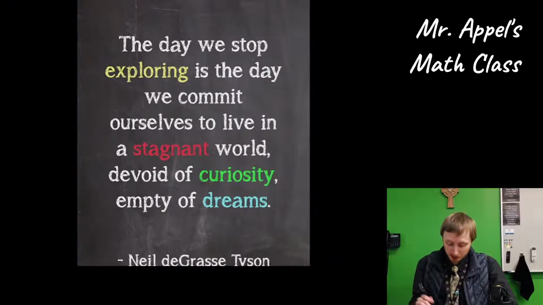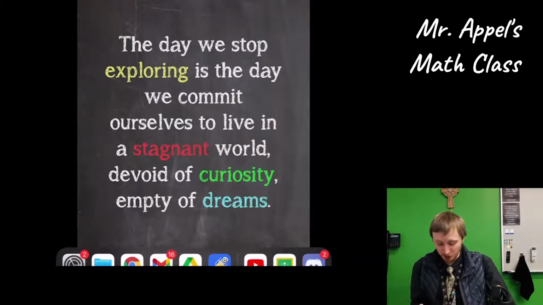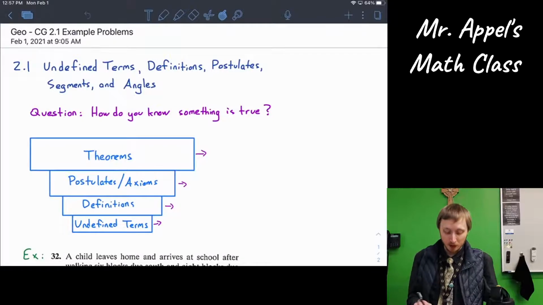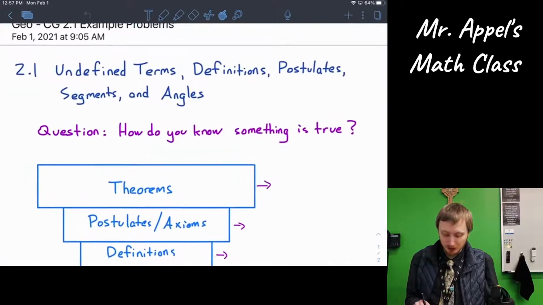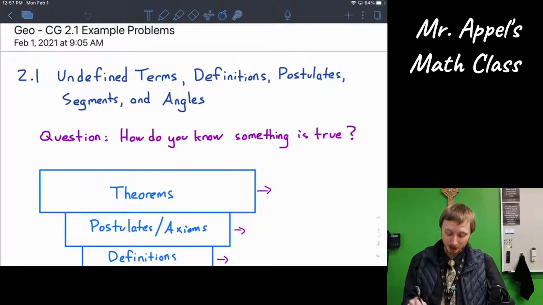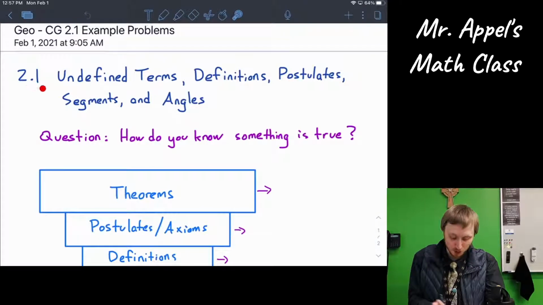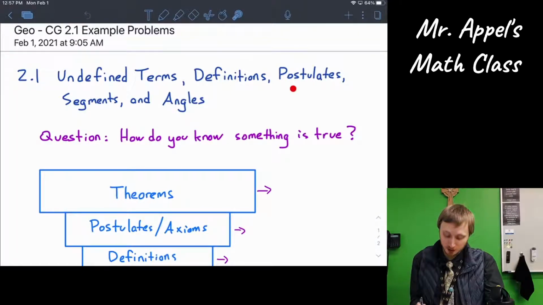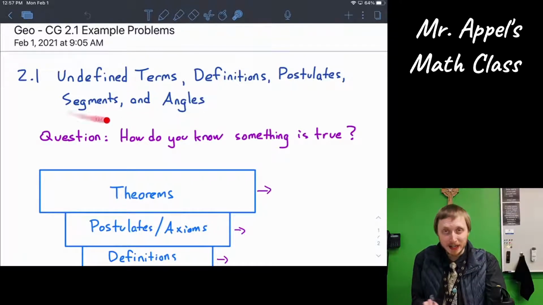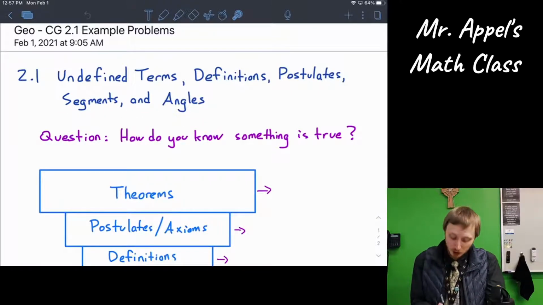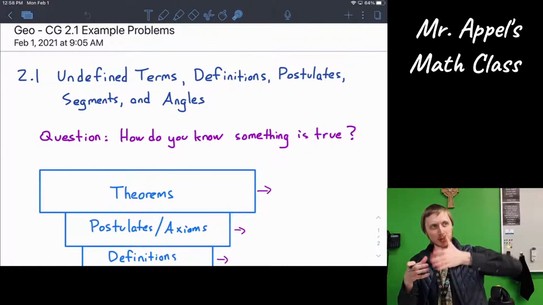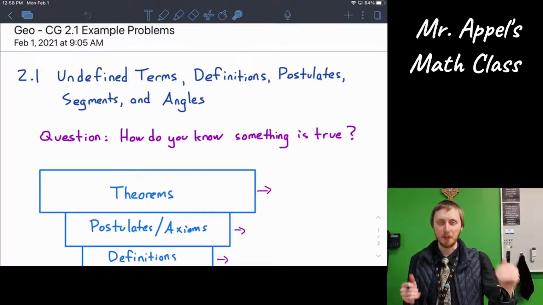For today, though, we are going to dive into the next section. We're starting now chapter 2 of our text, which involves the basics of geometry, measurement, and shapes, introducing that into the situation. And we start with section 2.1, undefined terms, definitions, postulates, and then finally segments and angles. Because before we can do anything with this, we have to make sure we're all on the same page about where this comes from and how we are building towards stuff that we actually know.